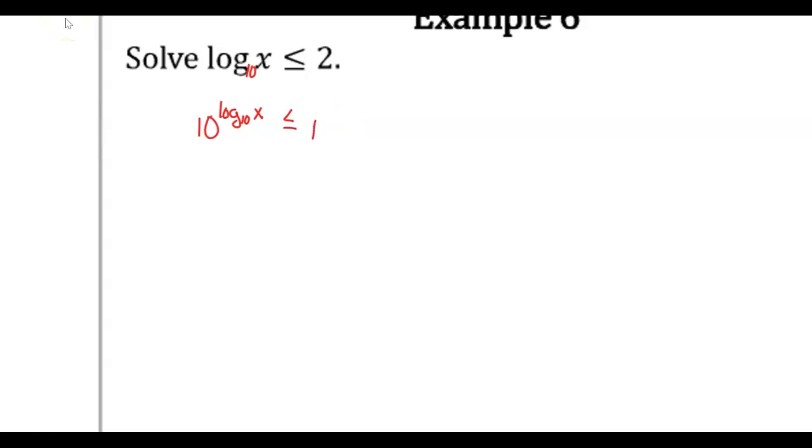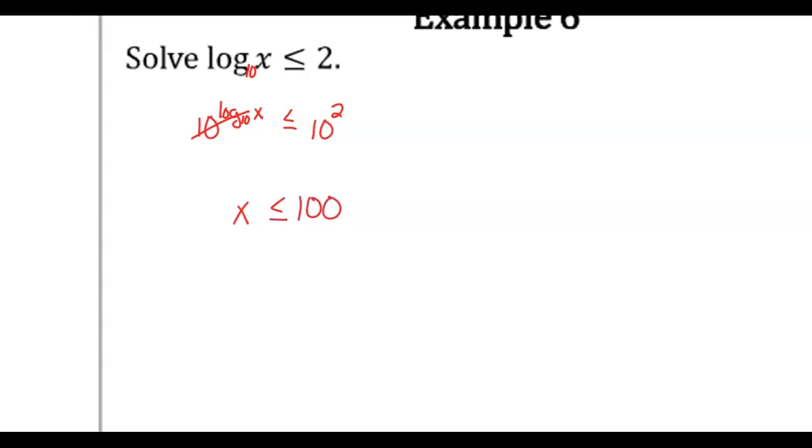All right, so 10 to the second power. When it's a log, the opposite of a log is creating an exponential. So on the left side, 10 to the log base 10 of x just leaves us with x. On the right side, 10 squared is 100.